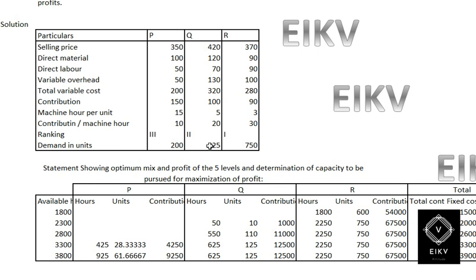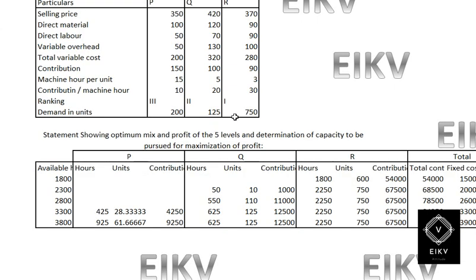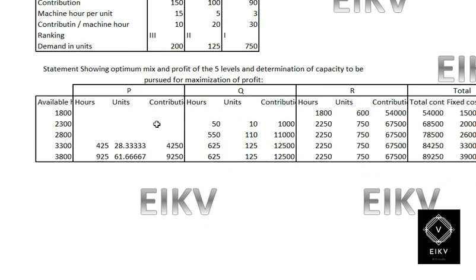And then we have the demand in units, that is 200, 125 and 175. Going ahead with the next statement, which is the statement showing the optimum mix from the capacity given below. So I have made a table which contains 4 columns. First of all we have the available hours, then hours per unit, and contribution for each product. First of all, available hours is 1800.